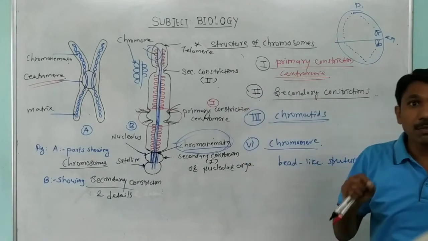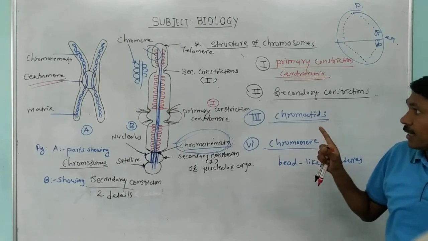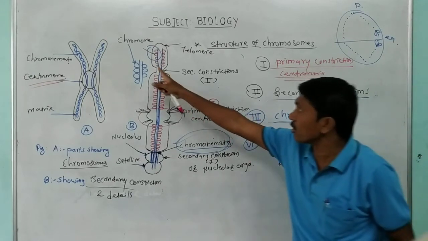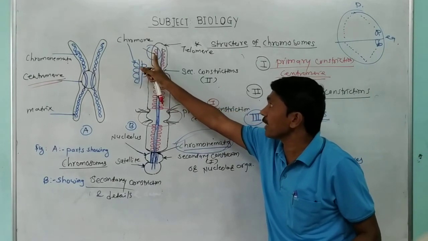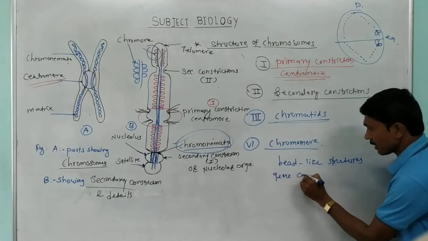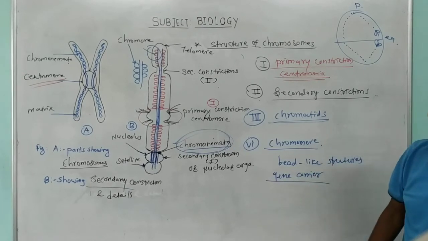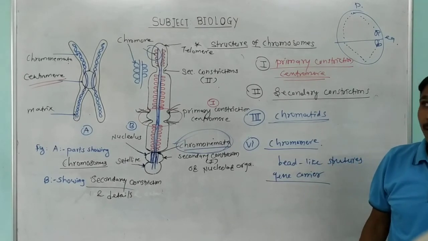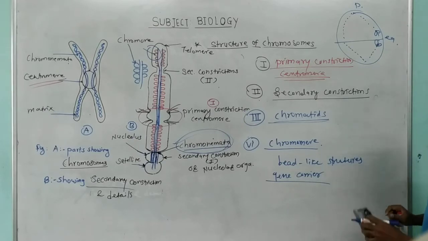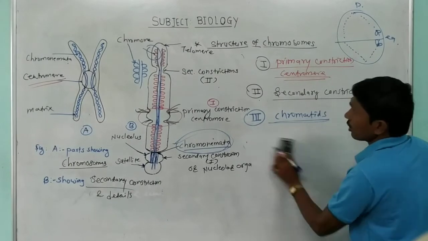The chromomere is also helpful for gene bearing and gene carrying. Here we will write gene carrier, which is found in the structure of chromomere. This is helpful in the structure of chromosome and its function is gene carrier.